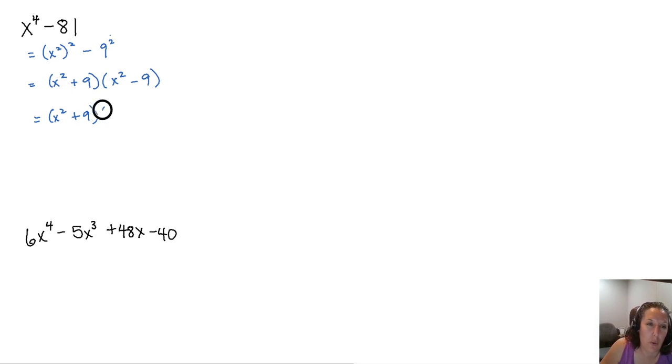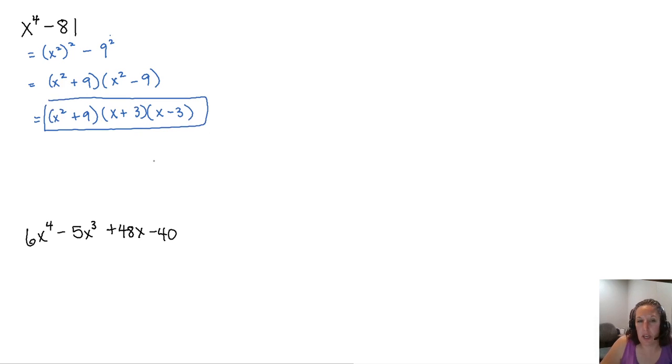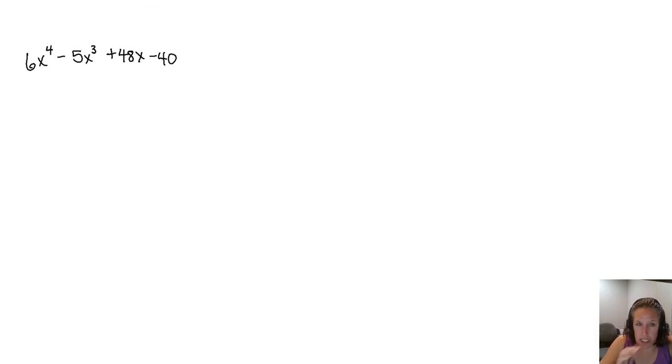X squared is a perfect square, so we can write that as the square root of the first one plus the square root of the second one, and the square root of the first one minus the square root of the second one. And so this one's going to factor to x squared plus 9 times x plus 3 times x minus 3.